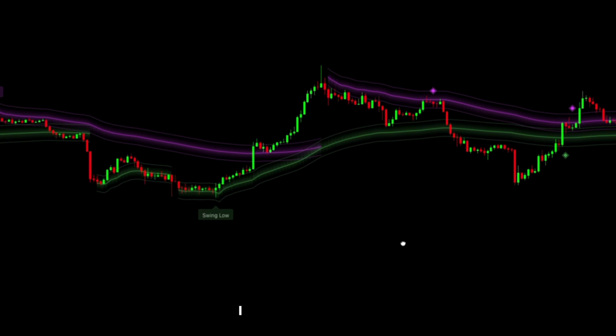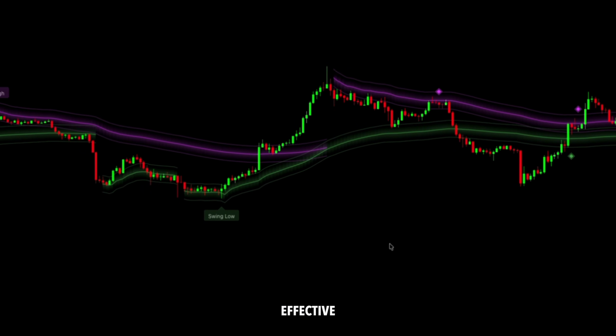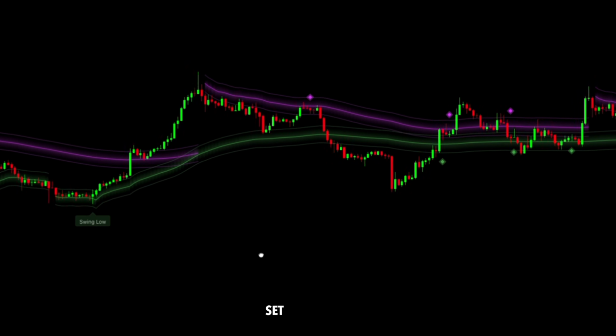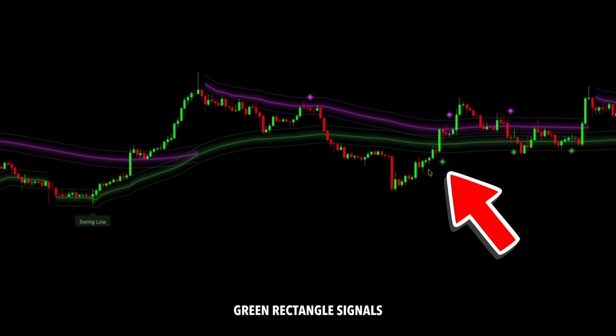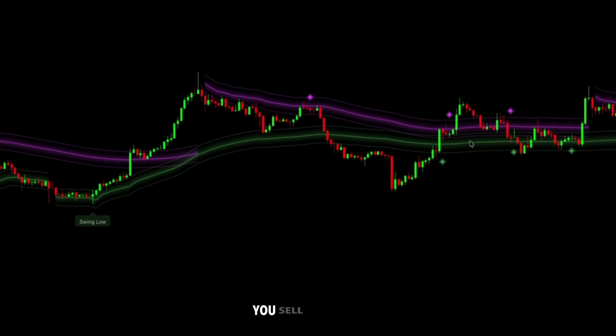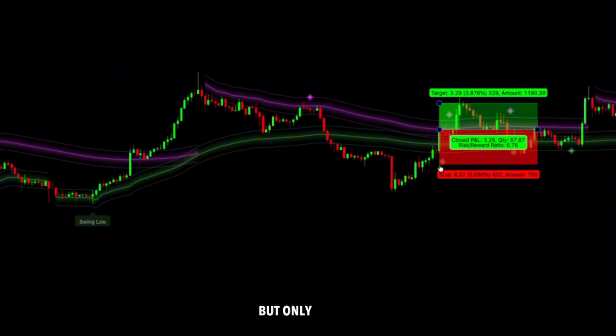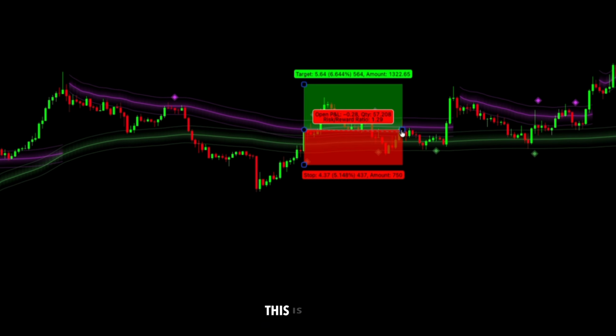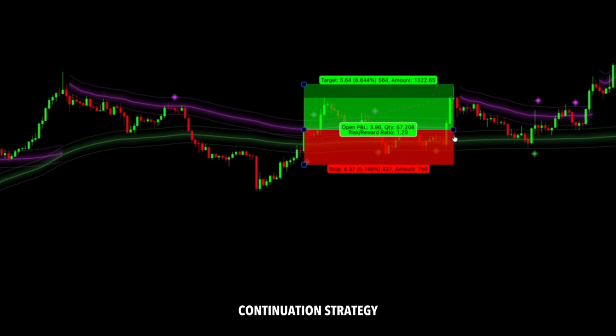This is the strategy I personally find most effective, and it is the one ChartPrime recommends as the primary use case. Here is the rule set. You buy at green rectangle signals, but only after a swing low label has appeared on the chart. You sell at purple rectangle signals, but only after a swing high label has appeared on the chart. This is a trend continuation strategy.